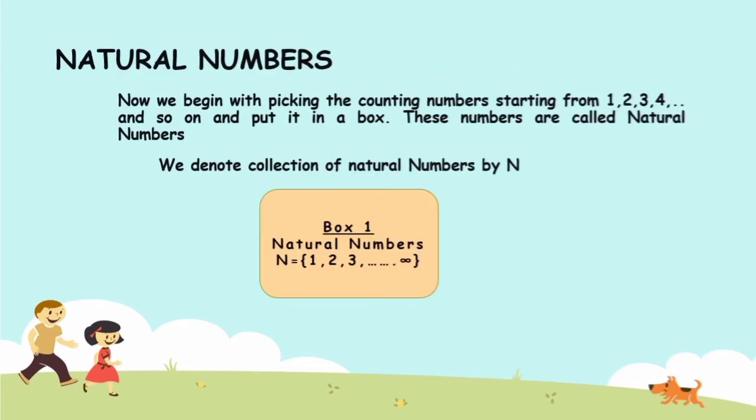Now let's begin with picking only the counting numbers, starting from 1, 2, 3, 4 and so on, and I'll put them in a box. These numbers are called natural numbers. The counting numbers are called natural numbers. Usually we denote it by N. I'll repeat, the counting numbers are called natural numbers. It is denoted by N.